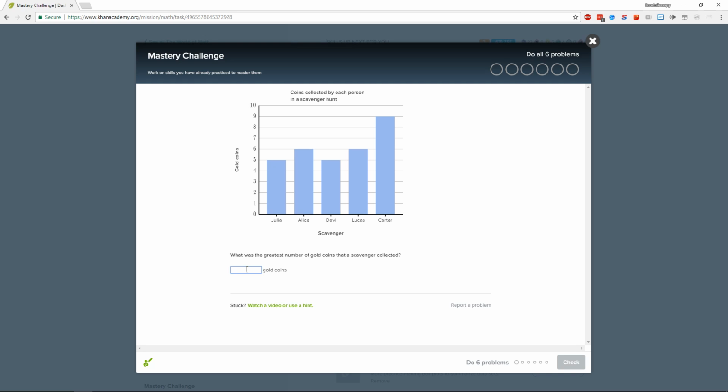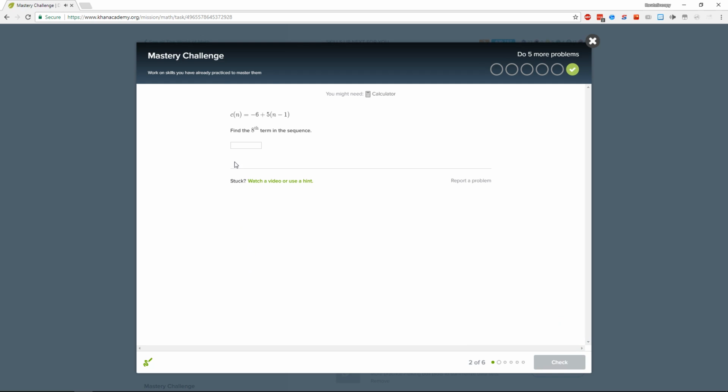What's the greatest number of gold coins that a scavenger has collected? 9. Find the 8th term in the sequence. Guess you just plug 8 in, huh? So that's at 40. So 8. So it's at 7. So 7 times 5 is 35. Minus 6 is 29.